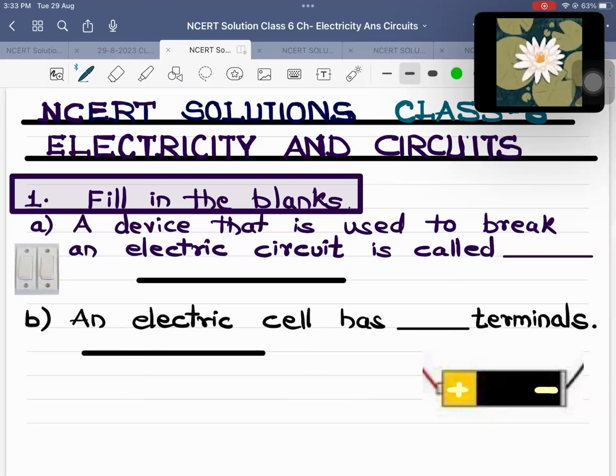Coming to question number one, that is fill in the blanks. A, a device that is used to break an electric circuit is called a switch. B, an electric cell has dash terminals. An electric cell has two terminals, the positive and the negative.